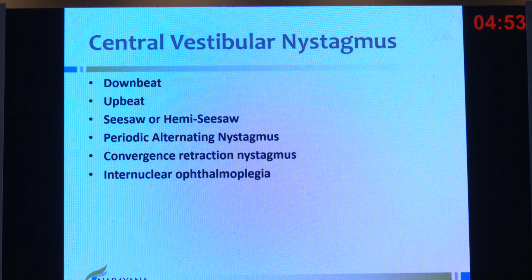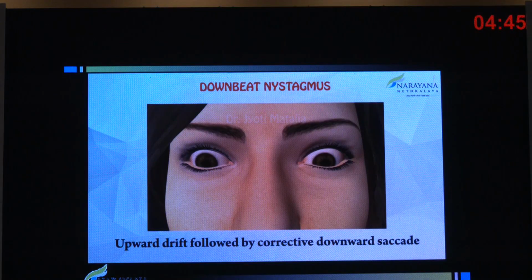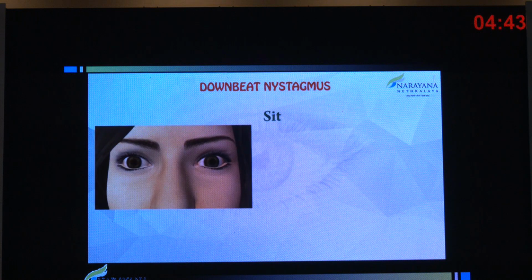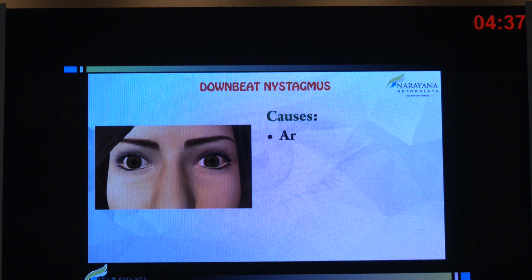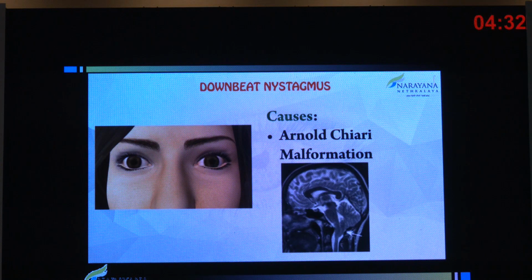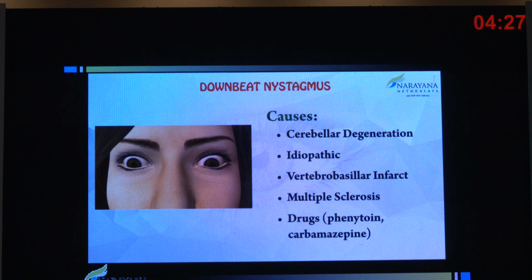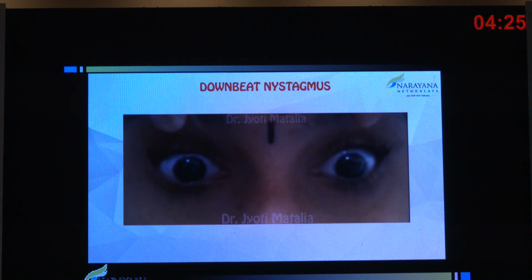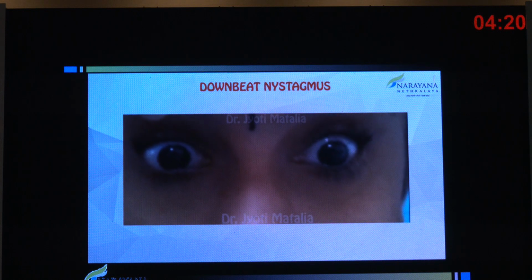So let's try to differentiate these 6 types of central vestibular nystagmus. So let's look at the downbeat and upbeat. The upward drift followed by a corrective downward saccade is a downbeat nystagmus. Classically the features are pontomedullary junction, and flocculus is the site. You should know the causes are Arnold-Chiari malformation, very common, where the cerebellar tonsils slip down, and these are the various causes that come for downbeat nystagmus. Commonly MS and drugs is what you should have, so good history. This is a child who had a downbeat nystagmus. So you can see the eyes which are moving downwards.